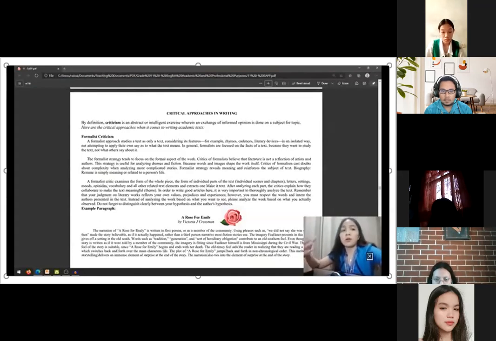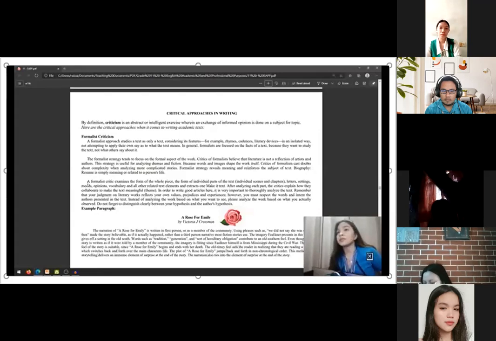Now here are more sample definitions that we can provide for formalist criticism. First of all, the formalist approach studies a text as only a text. I've already explained that to you. So we are going to be looking at the features of the text, like the rhymes and the literary devices, and not attempting to apply our own say as to what the text means. So your opinion here does not matter.